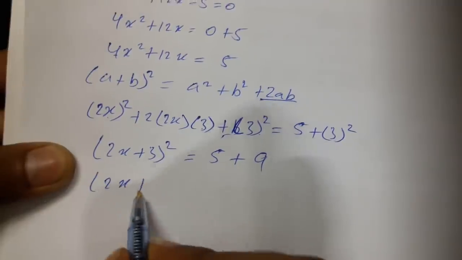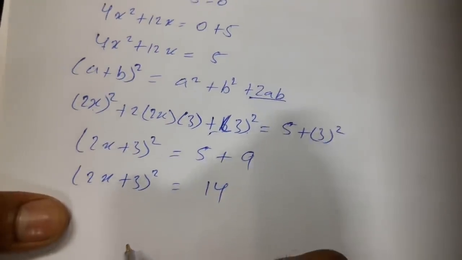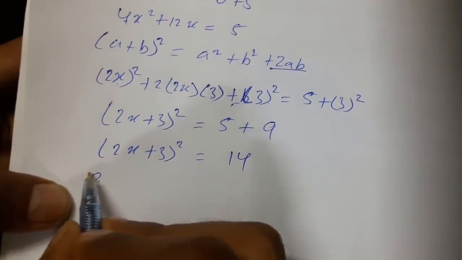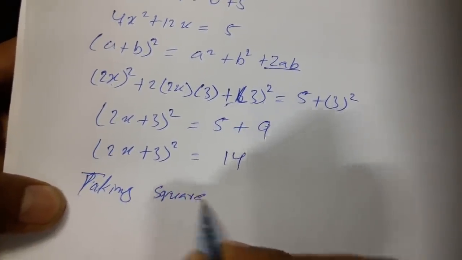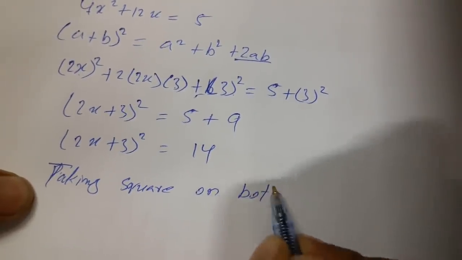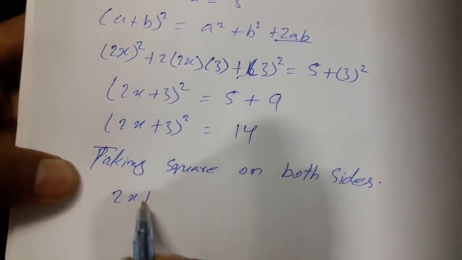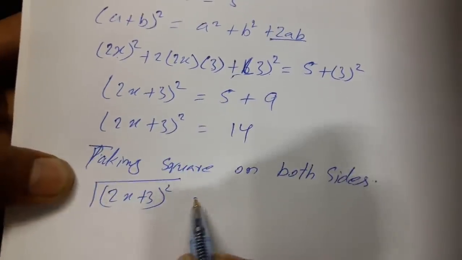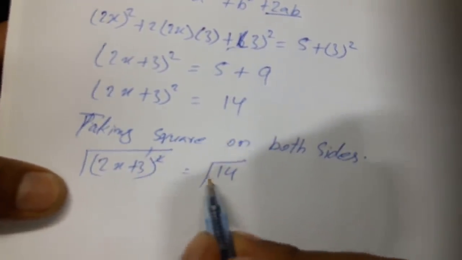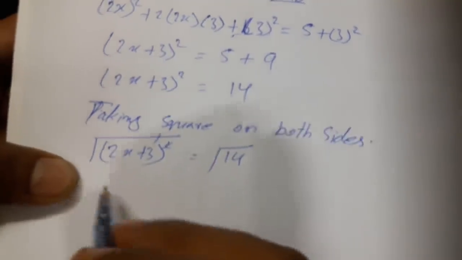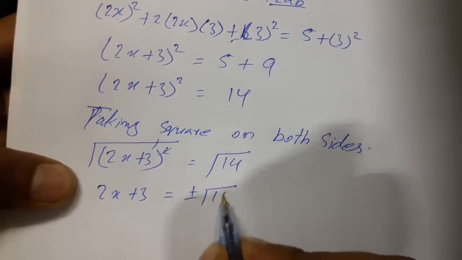So here 2x plus 3 whole square is equal to 9 plus 5, which becomes 14. Now taking square root on both sides, 2x plus 3 whole square is equal to 14. When I cancel the square, plus minus signs automatically come on the other side. So now 2x plus 3 is equal to plus minus square root 14.